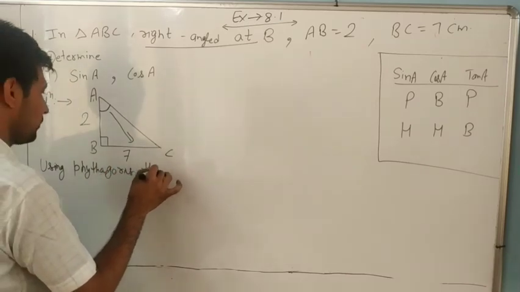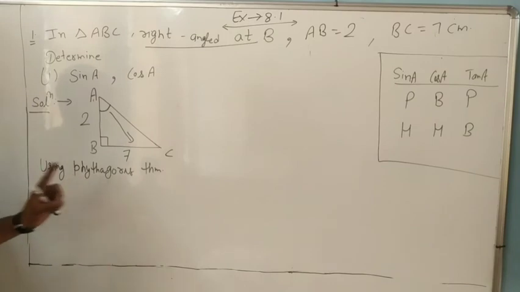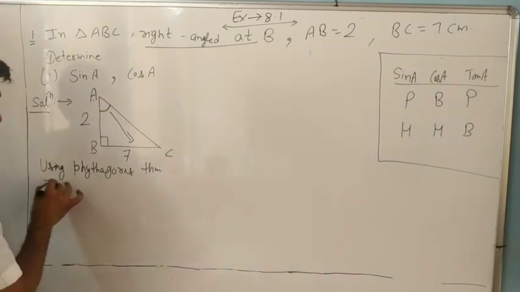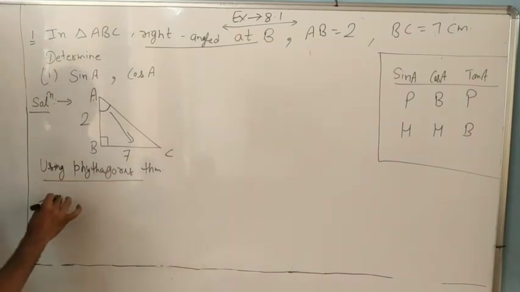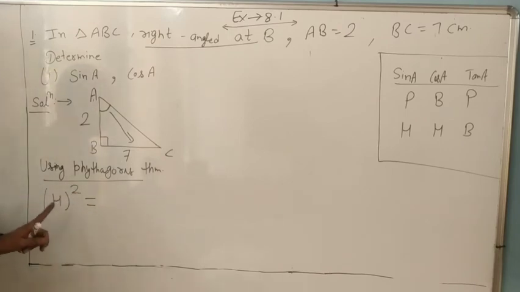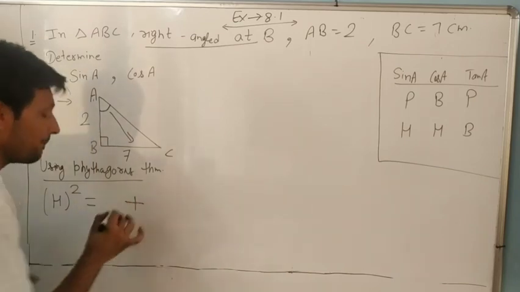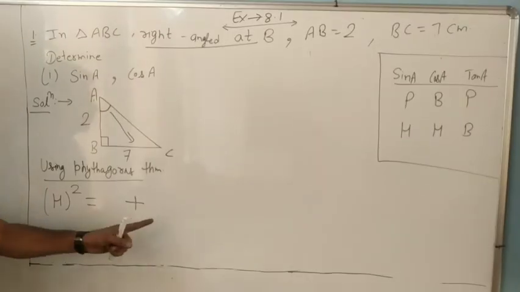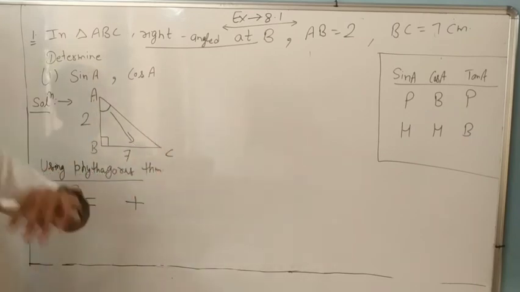Pythagoras theorem. What is Pythagoras theorem? If you don't know, remember. Okay, note it down. Formula of Pythagoras: hypotenuse square is equal to, H means hypotenuse. The square of the hypotenuse is equal to the sum of the squares of the other two sides.